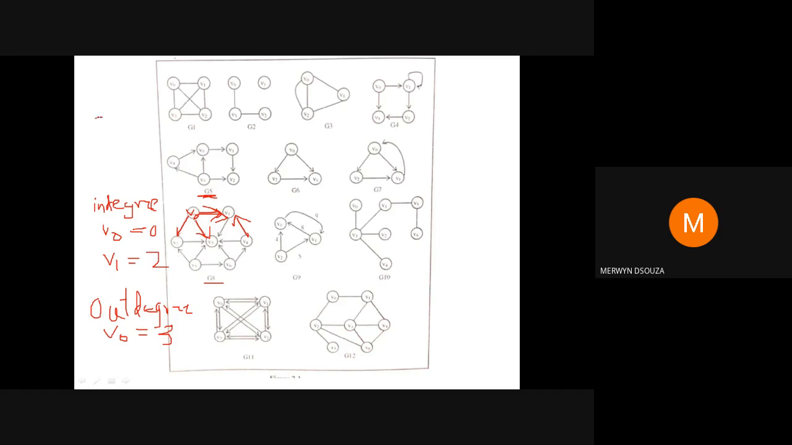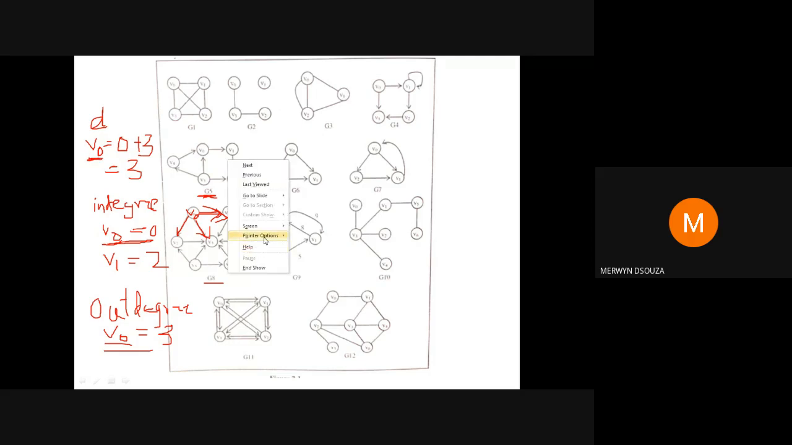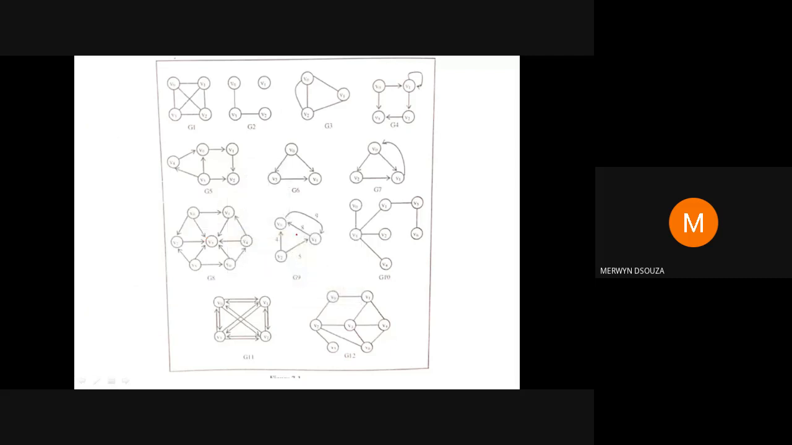Now if I tell you to find the degree of V0, it is the sum of the in degree plus out degree. Here we have found the in degree of V0 is 0 and out degree is 3. So the sum, 0 plus 3, will be 3. So for a directed graph, if you want to find the degree of a vertex, you first find out the in degree, then the out degree, then you find the sum, and the sum will give you the degree of that node. That is for directed. For undirected, I have already told you how to find.